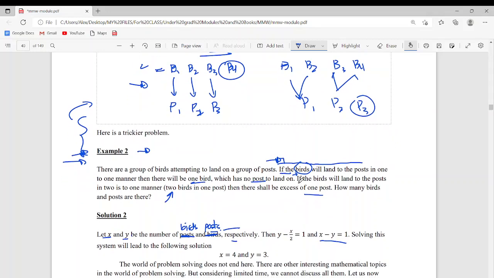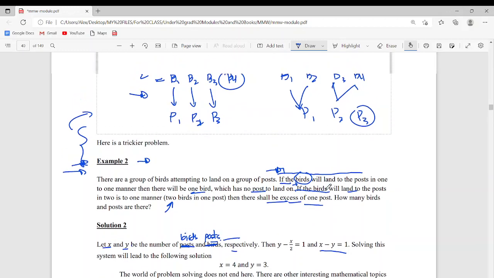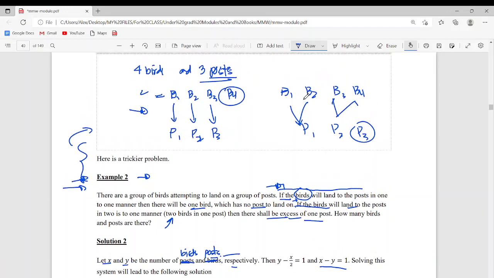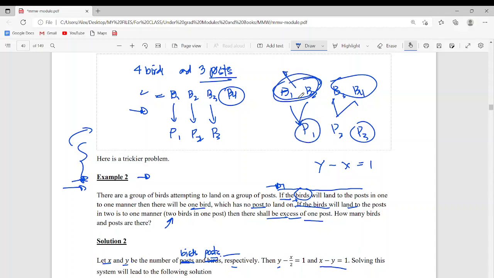Now, this one is actually trickier. If the birds will land on the posts in a 2:1 manner, then we have an excess of one post. So how do we write it? If we notice, if we subtract y and x, let's just say y minus x equals 1. But since we know that the birds here are 2 per post, 1 unit of post is only 1 unit, while the birds are two each.